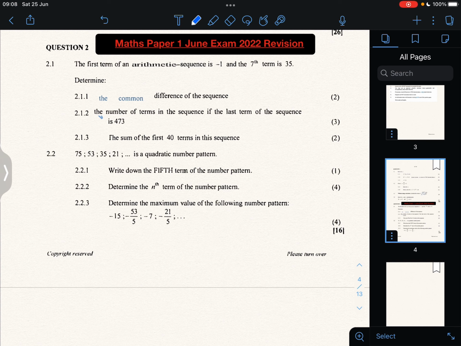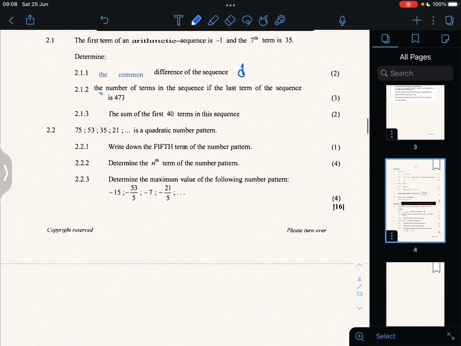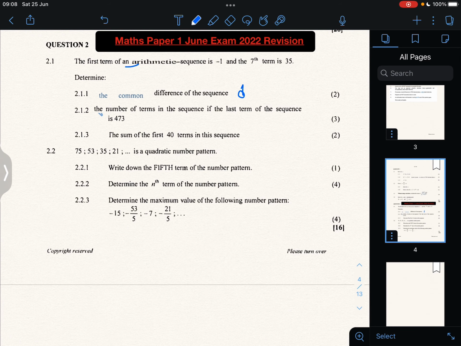The first term of an arithmetic sequence is -1 and the seventh term is 35. Question 2.1.1, determine the common difference of the sequence. So they're looking for D. We're given that T1 equals -1, so A is equal to -1, and we're also told that T7 equals 35.